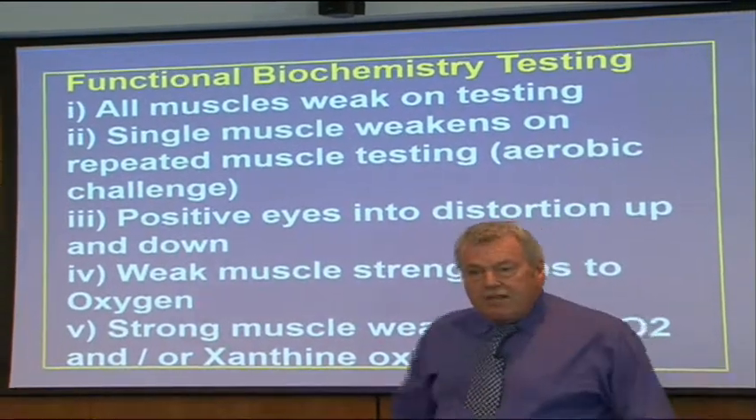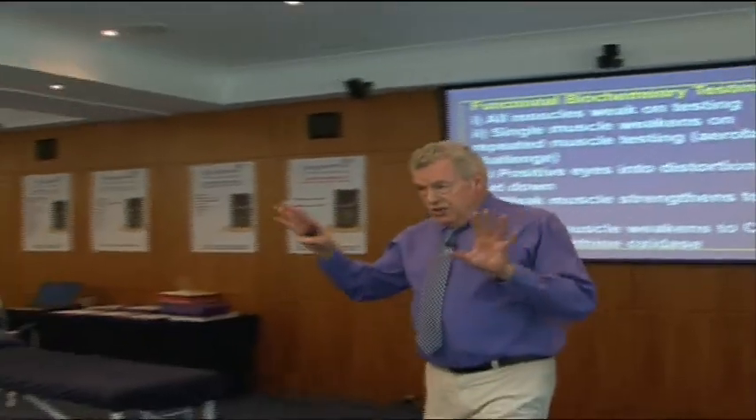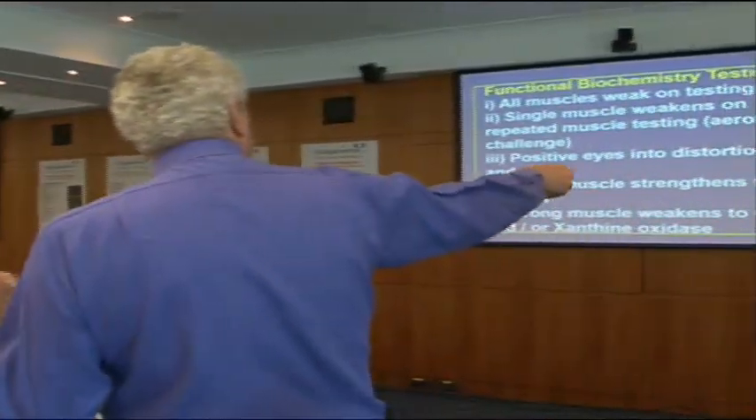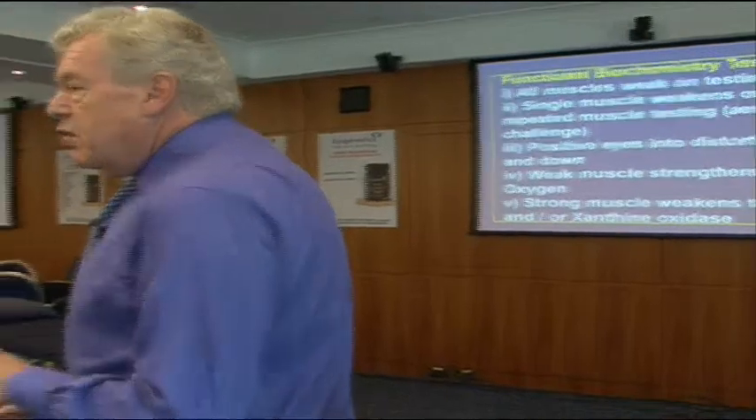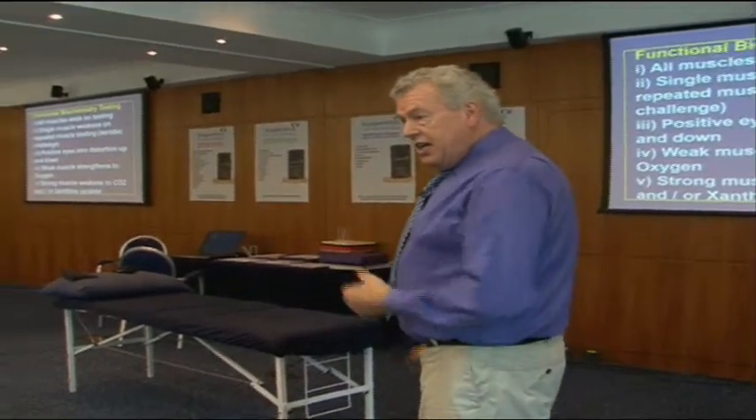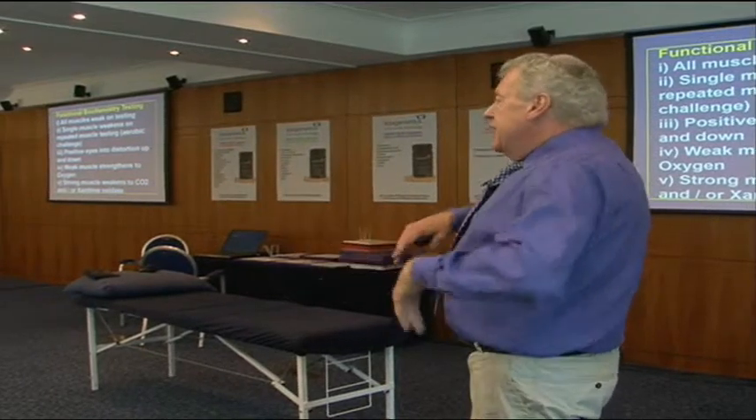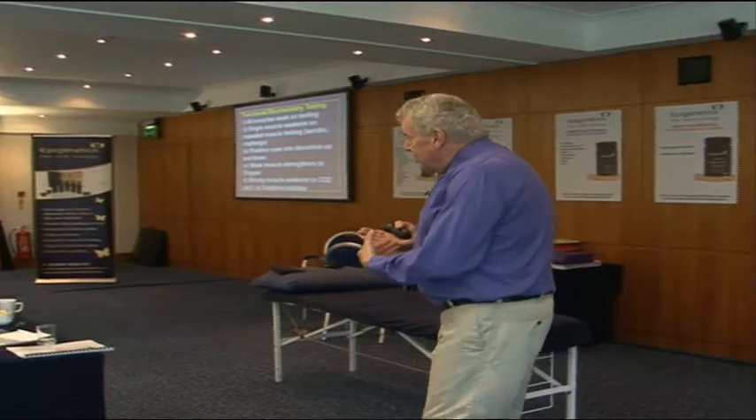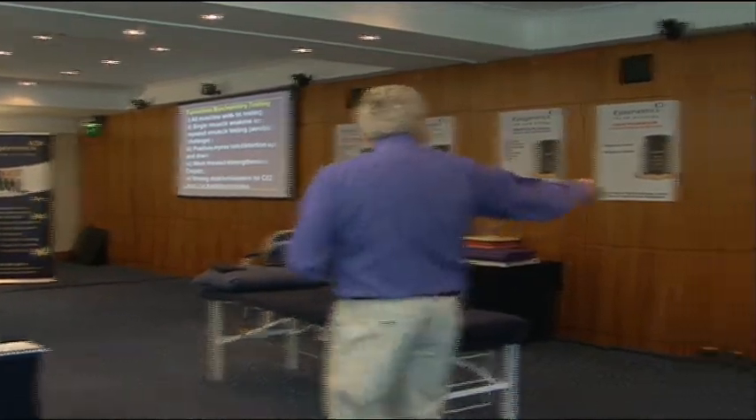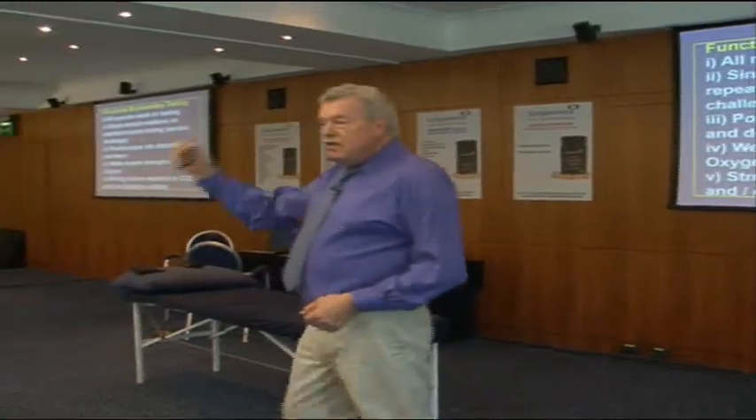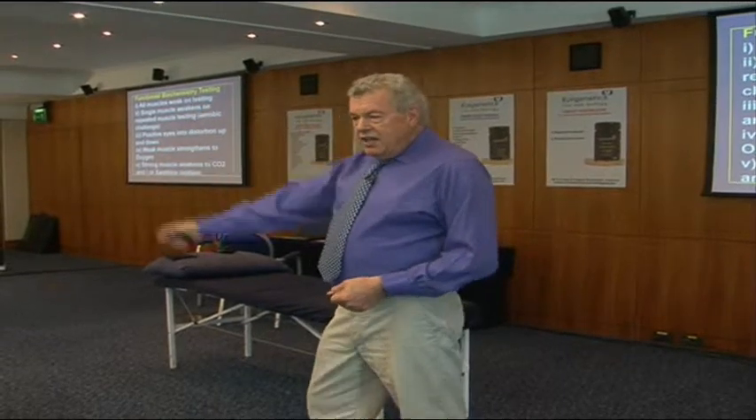So functional ways for us, assuming you do some form of muscle testing, is one of the first ones we came across years ago: when all muscles are weak. We've all come across patients like that, haven't we? Lay them down on the table, and you breathe a sigh of relief because the first muscle you test is nice and strong, and you think, oh, they're over the first hurdle. That's great. Now, then a single muscle weakens on repeated muscle testing. So we do a few tests using it, and then they're going weak.